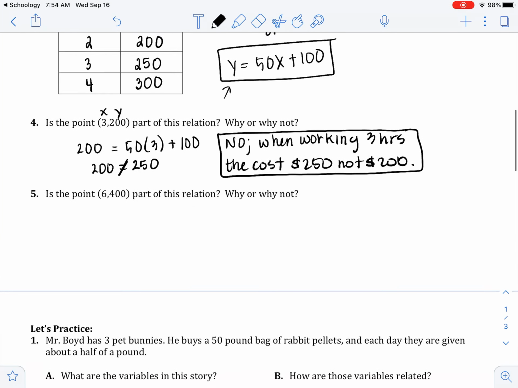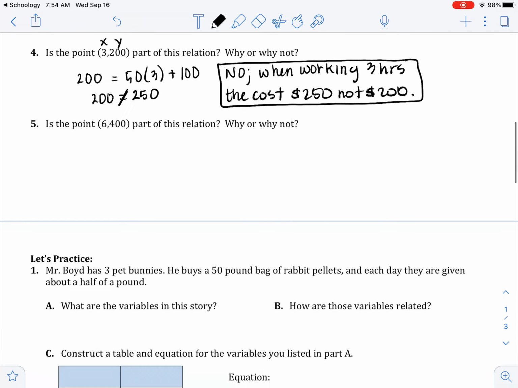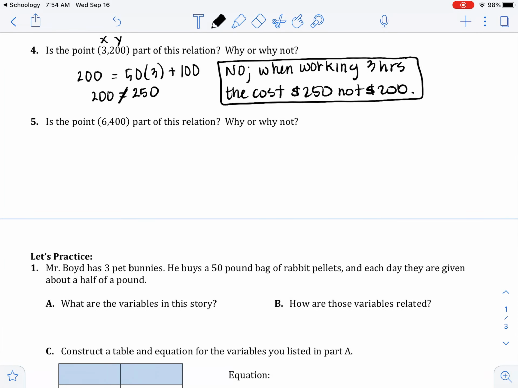Is the point (6, 400) part of the relation? Why or why not? Notice that is not in my table. And also, please keep in mind, I can ask, is the point (356, and then a big giant number)? So please make sure you're relying on your equation and not continuing on that table.